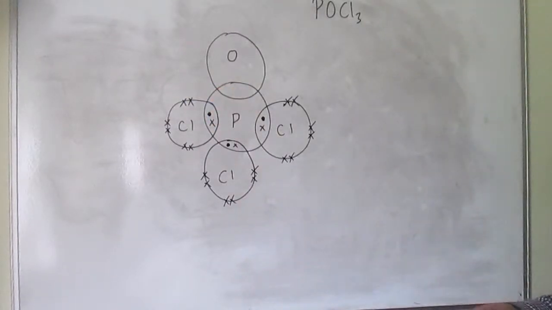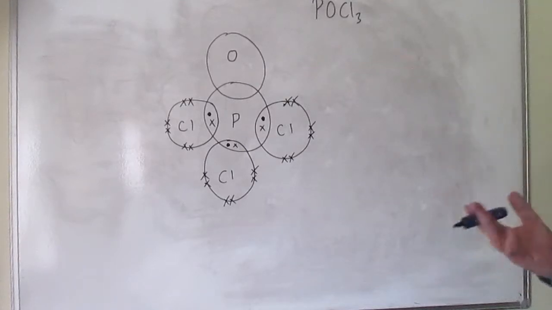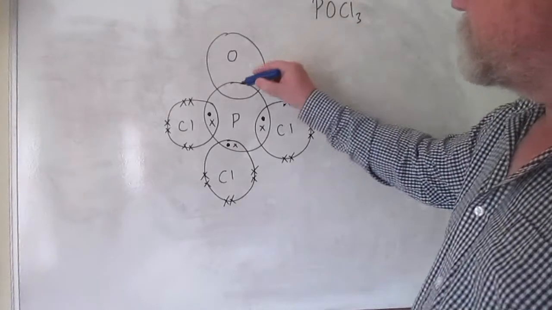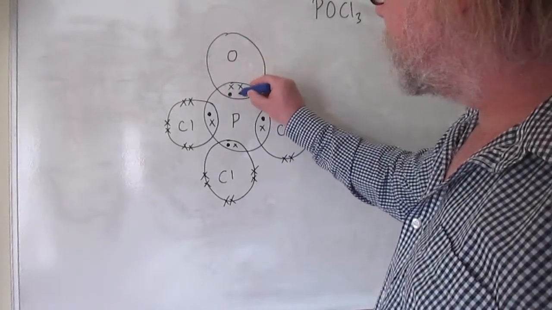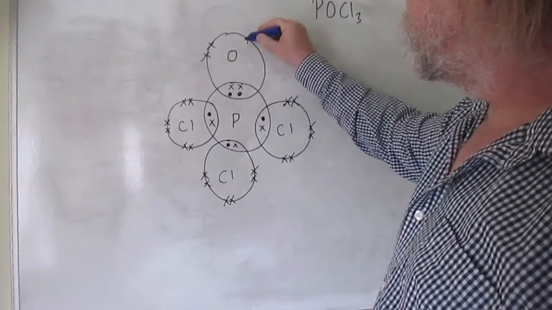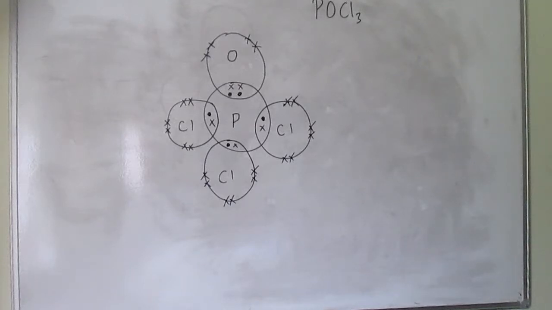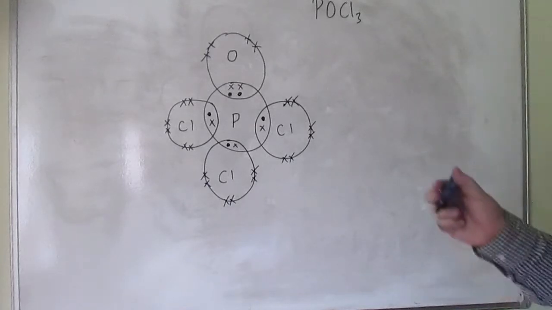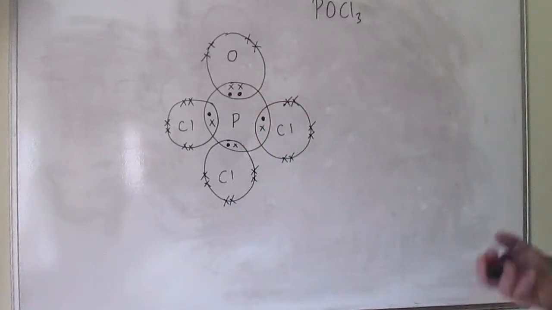So that just leaves the oxygen. Oxygen needs 2 electrons coming in to reach its 8, so that can be a double bond, which means that we have 2 shared pairs like that, and that will leave the oxygen with 2 lone pairs as well, so we get that. And we just have to check that's fine for the phosphorus.